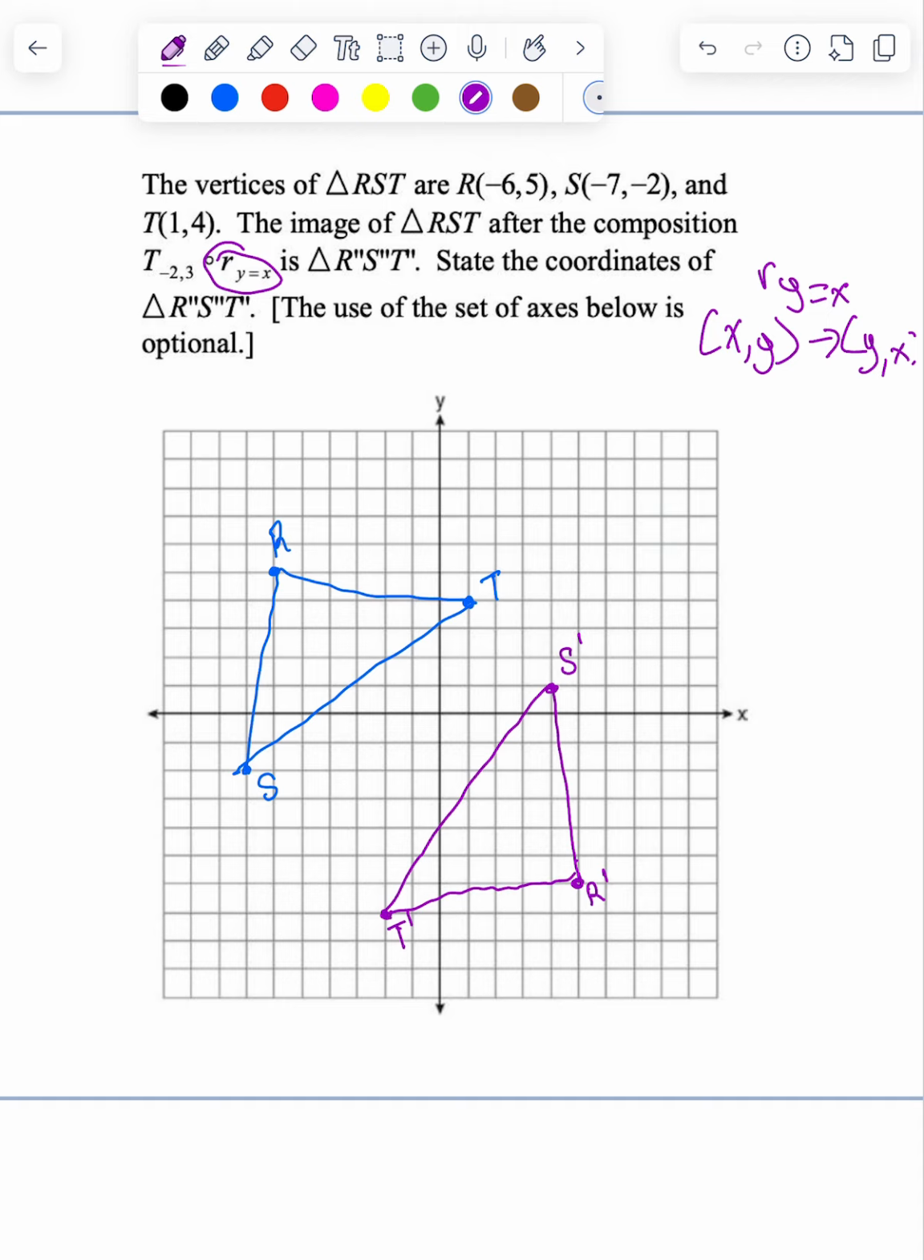And then finally, we have a translation of negative 2, 3. So 2 to the left and 3 up. Remember, the first number is left and right. The second number is up and down. So I'm going to take each of my reflected points, and I'm going to slide 2 to the left and 3 up. Let me get a different color.